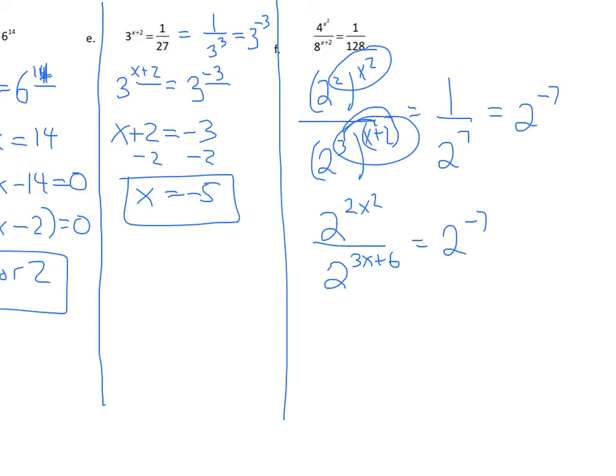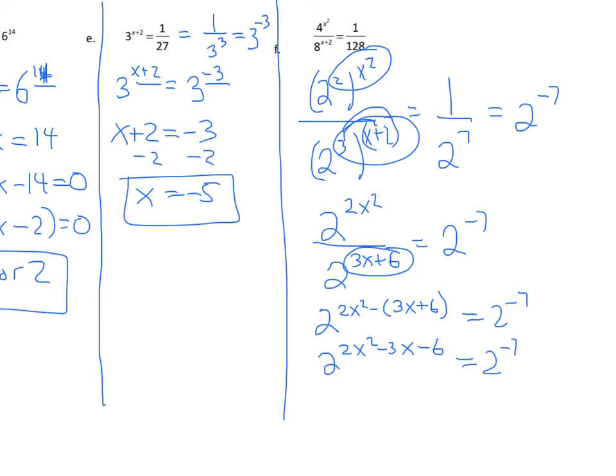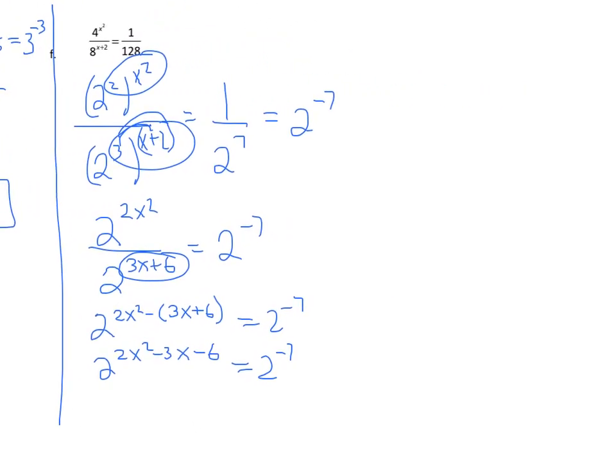So I get 2 to the 2x squared minus this expression down here, which needs to be in parentheses, 3x plus 6, equals 2 to the negative 7. I can simplify and distribute that negative on the left side, so I get 2 to the 2x squared minus 3x minus 6 equals 2 to the negative 7. And now I can set my exponent parts equal to each other.